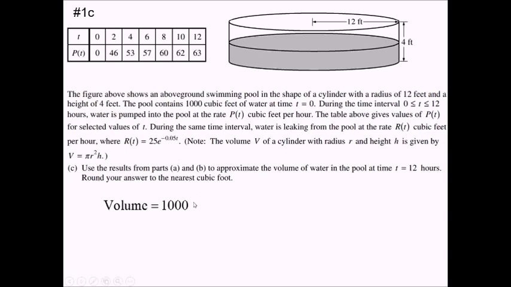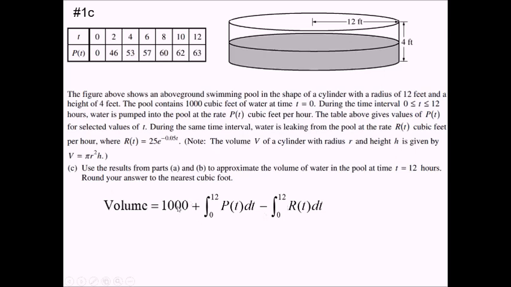And to that, I need to add the integral from 0 to 12 of P of t dt. That was the amount that got pumped in from time 0 to time 12. And from all this, I need to subtract the integral from 0 to 12 of r of t dt. That was what I did in part B.